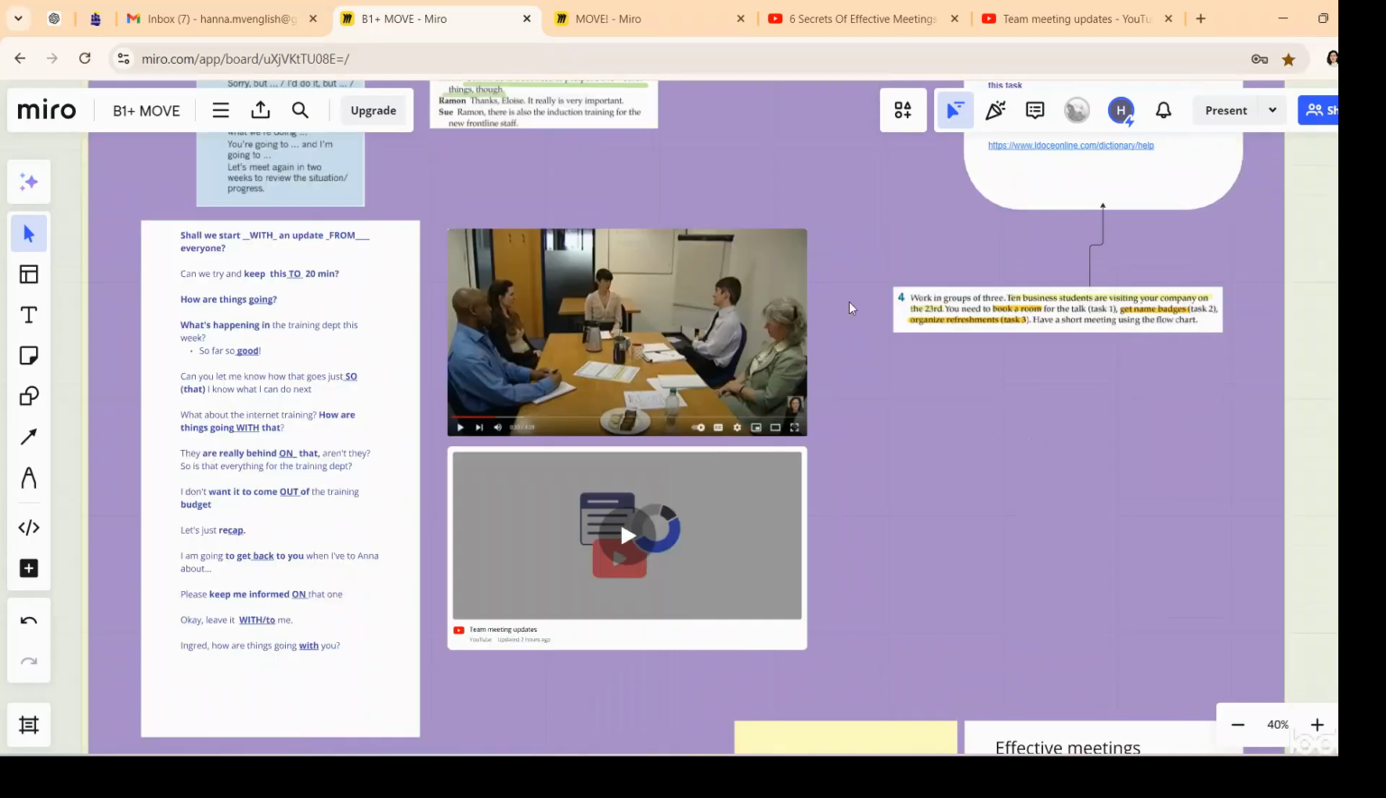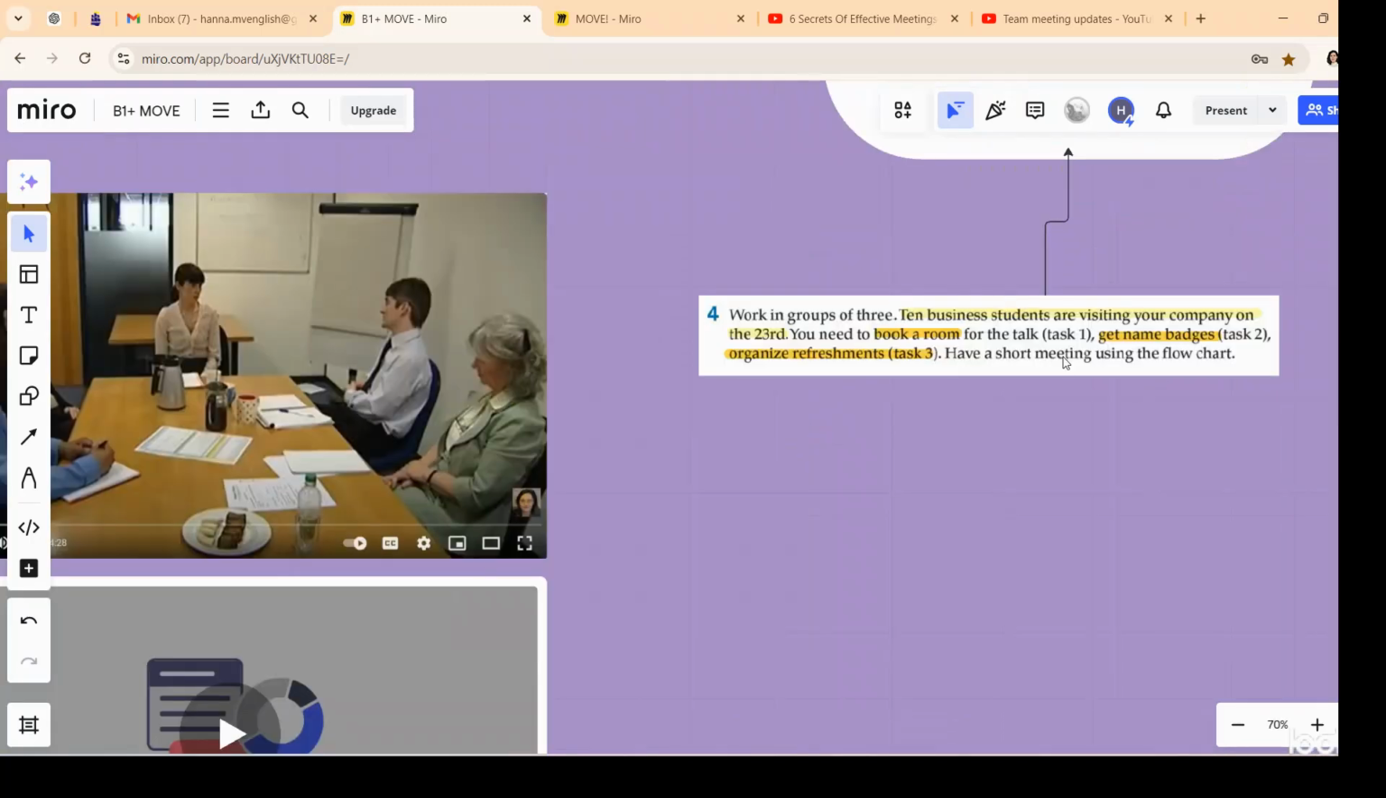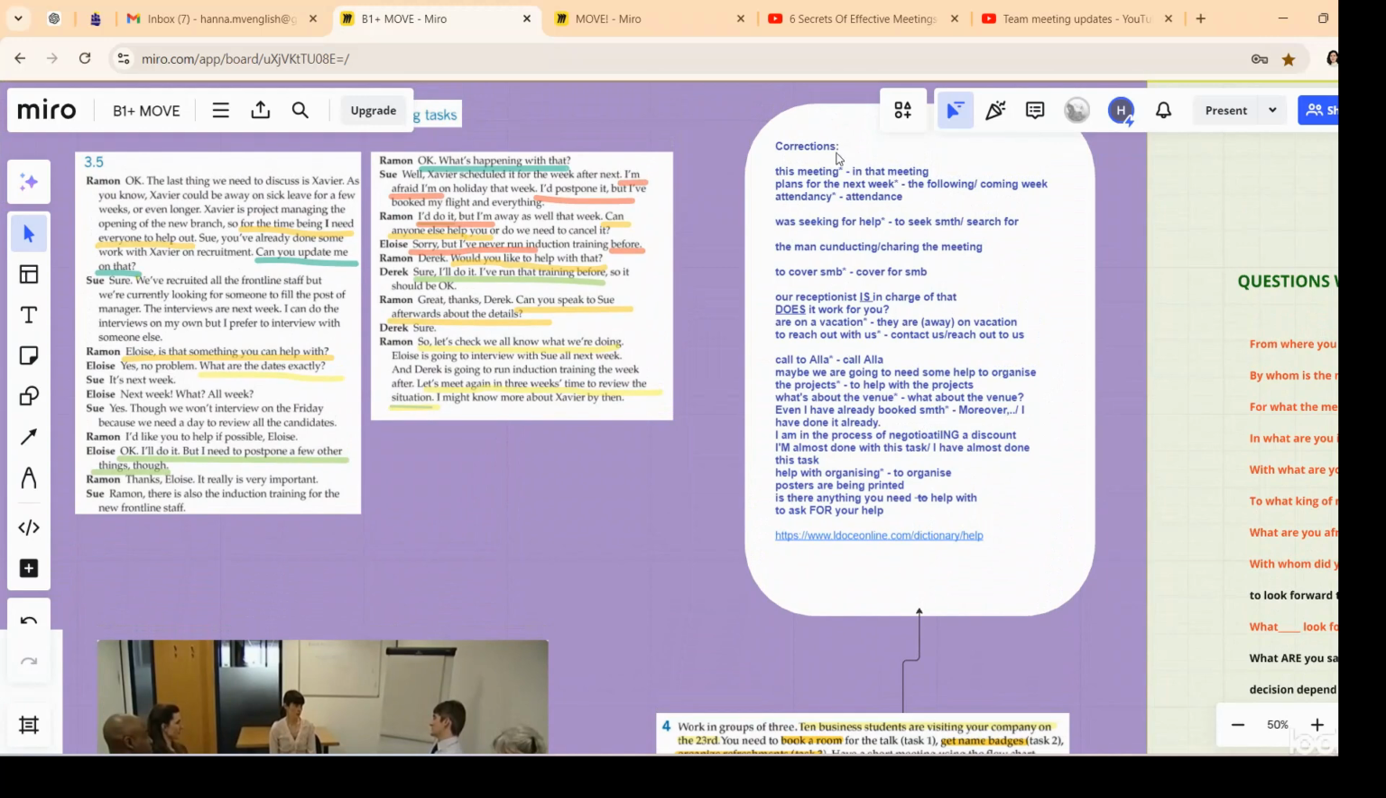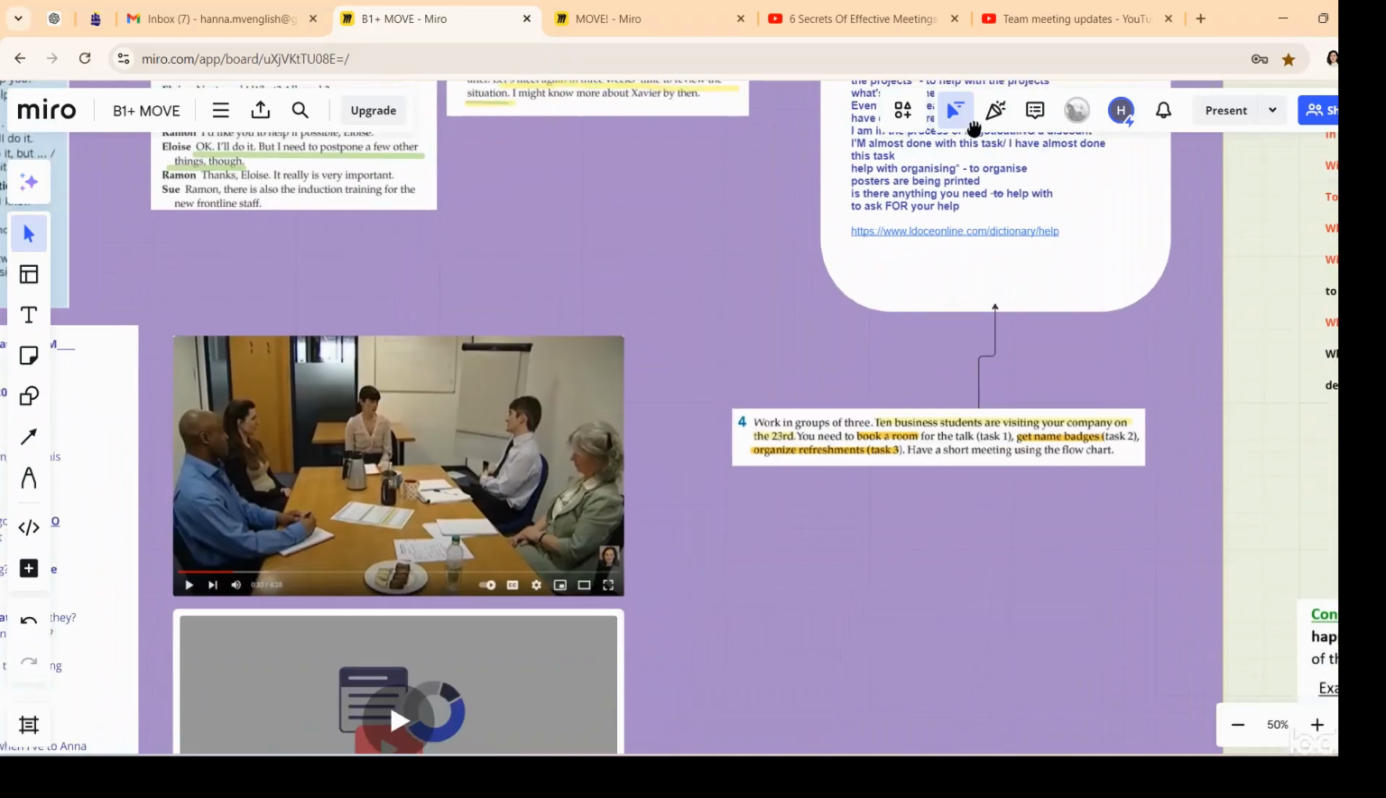After we did it, we moved on to the first practical exercise in which the students were asked to role play a situation. They were asked to imagine themselves as employees of a company who were expecting business students as visitors, and they had to make all the necessary arrangements for the visit. As the students were speaking, I was giving a record of the mistakes they were making here, and later I got them to correct the mistakes.